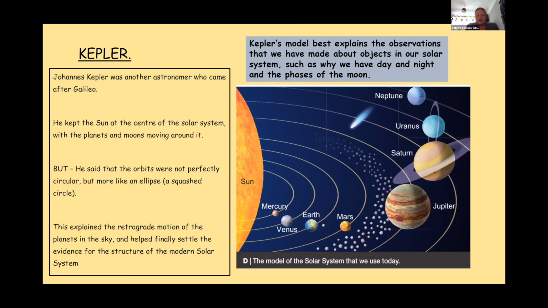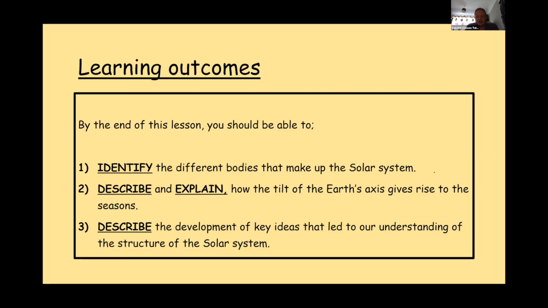This explained the retrograde motion of the planets in the sky then, because when it was going past the squashed part of the cycle, it would have seemed to have gone backward on itself to go around. And it finally helped settle the evidence for the structure of the modern solar system. Now we had a model that could explain all the observations we could make. And that is our third outcome: describe the development of key ideas that led to our understanding of the structure of the solar system.